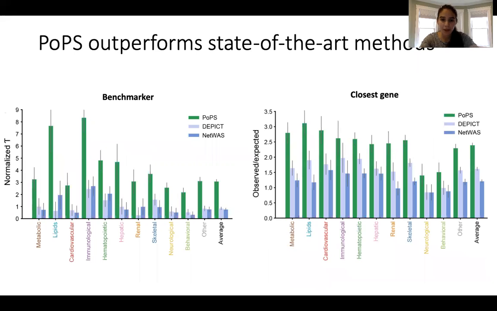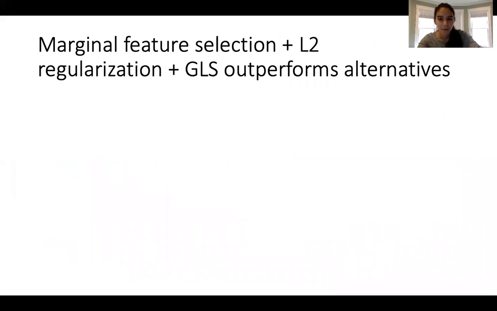We then compared our method to two state-of-the-art similarity-based gene prioritization metrics, DEPICT and GWAS. And so now we've taken all the phenotypes and collapsed them into these categories. And all the way on the right, you can see that on average, POPs is outperforming DEPICT and GWAS by a good bit according to each of these metrics. And then you can also see by looking at the phenotype categories that that's the case, not just on average, but within each of these categories as well.